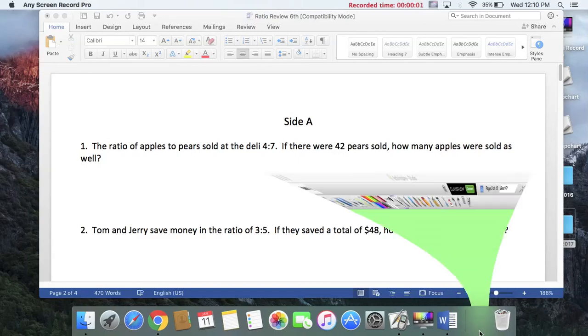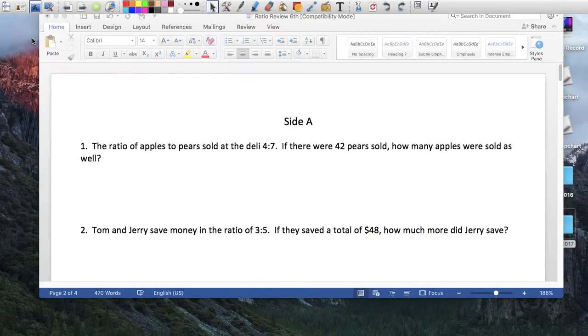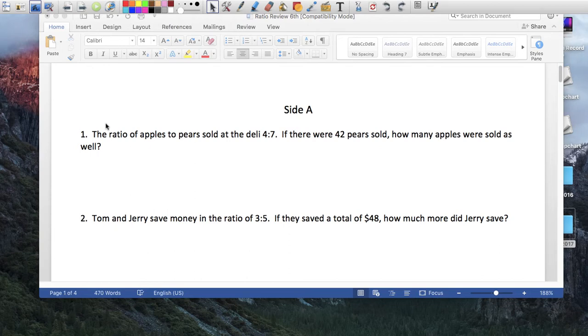Okay, this is side A, and let's get to it. The ratio of apples to pears sold at the deli is 4 to 7. There are 42 pears sold. How many apples were sold as well?